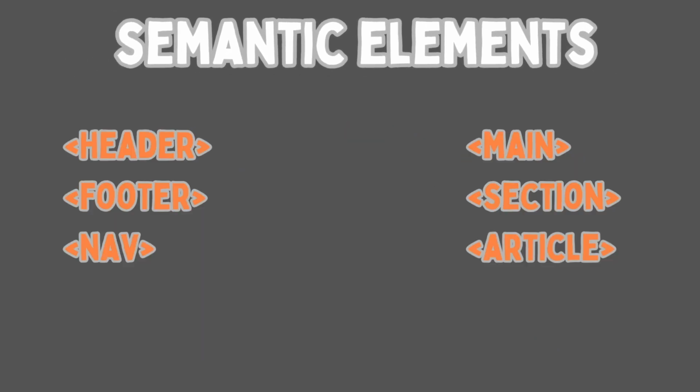Finally, we covered semantic tags like header, footer, nav, main, section, and article. Semantic tags make your code more readable and improve accessibility and SEO.